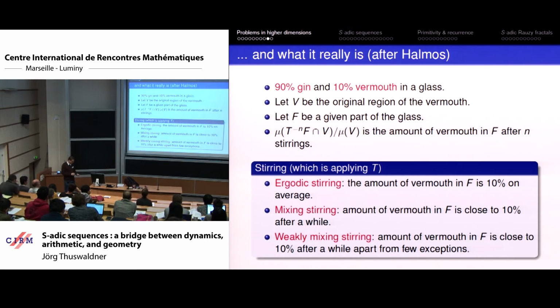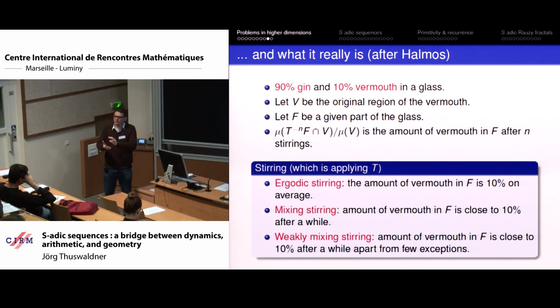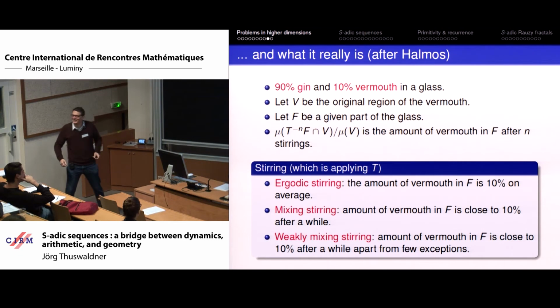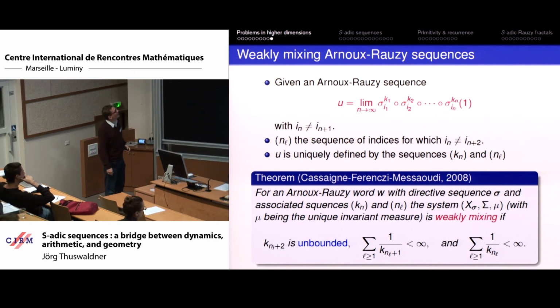So suppose your glass is a ball, and suppose your spoon just rotates. Then you can easily see that very often the vermouth piece will not fall into F, so you cannot have the mixing property. So rotation and mixing are something different. Mixing smears things around, and rotation just rotates, and it doesn't smear around. So this is some explanation of this, and here is the result of Cassaigne, Ferenczi, and Messaoudi.